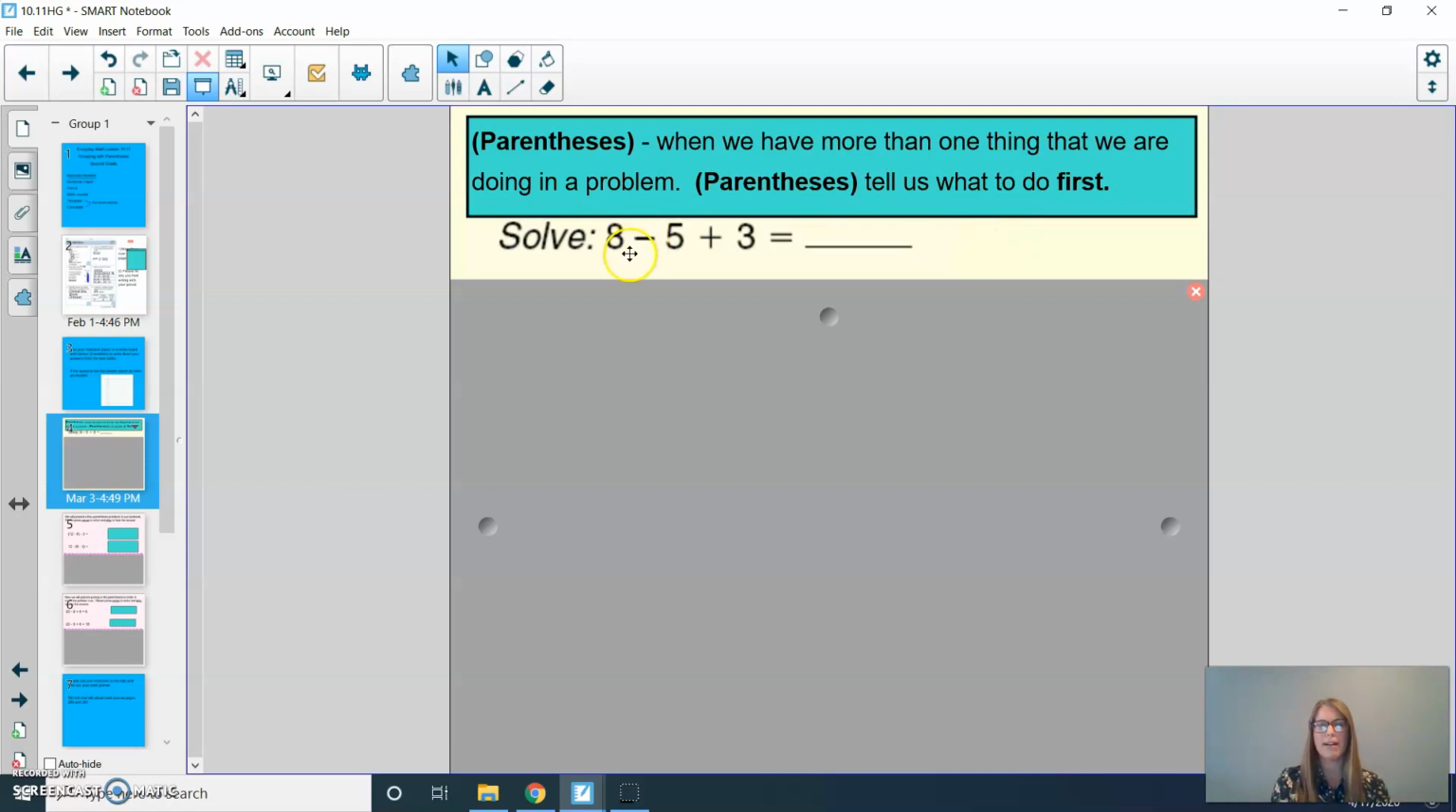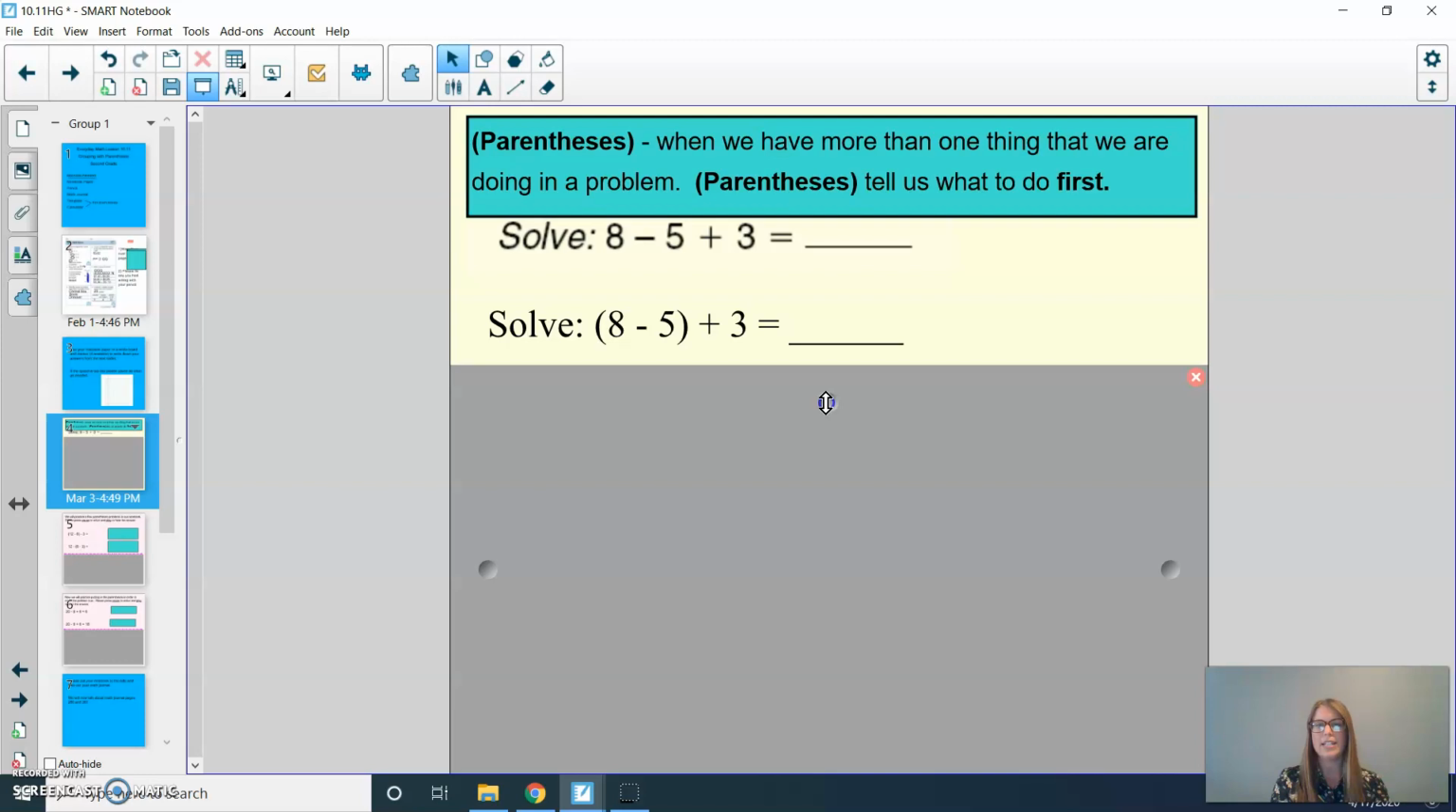So like in the problem 8 minus 5 plus 3, notice how I'm doing some subtracting plus I'm adding. Well, depending on what I do first is going to change my answer. And I'm going to show you what I mean by that. So let's say I do 8 minus 5 first. And for this first one, you can just kind of watch. If you want to try working it out, you could do that as well.